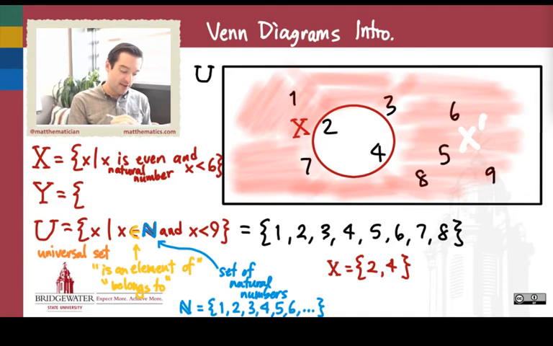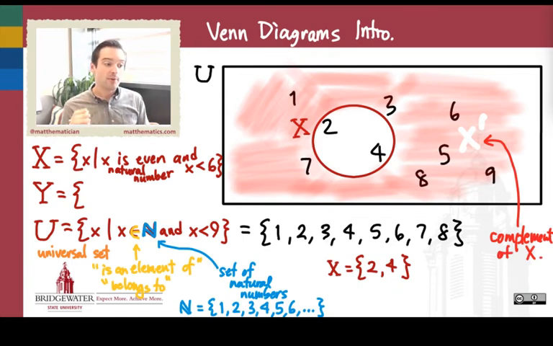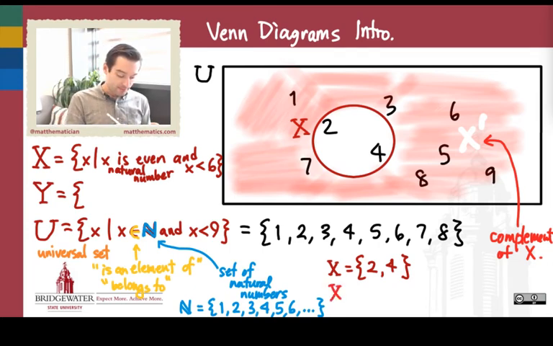Complement with an E. It doesn't mean saying nice things. It means sort of accompanying or standing aside of. This is the complement of X. So the complement of X is all the elements that are in the universe, but which are not in the set X. So if I were to write down a roster for that, X prime: 1, 3, 5, 6, 7, and 8.